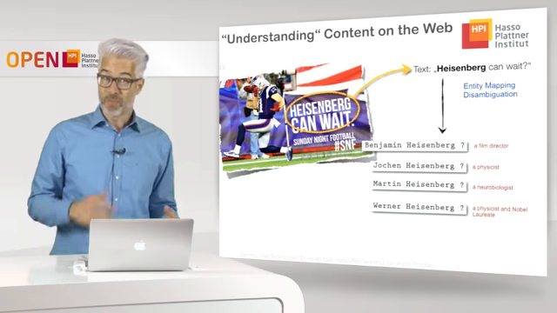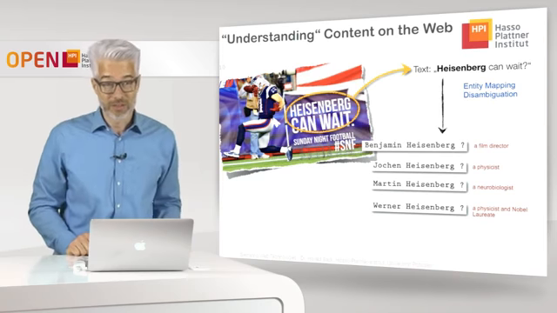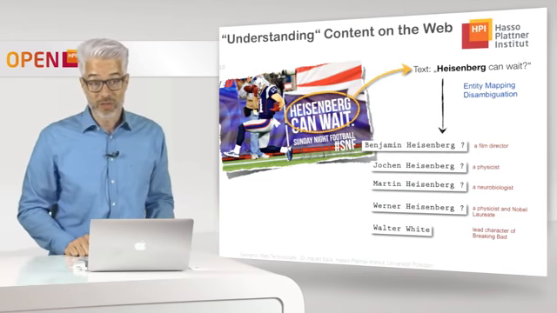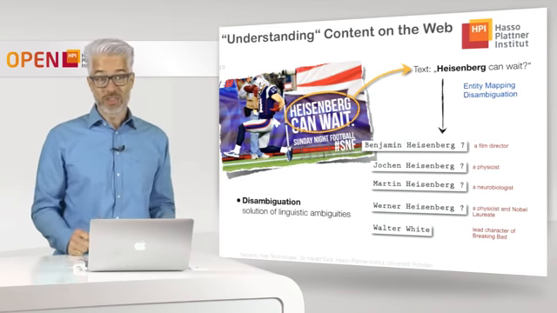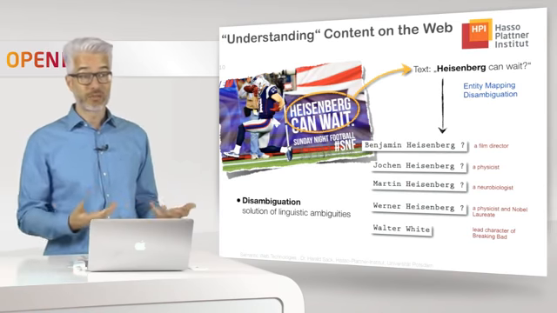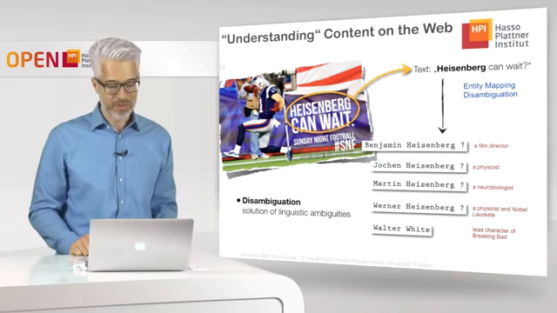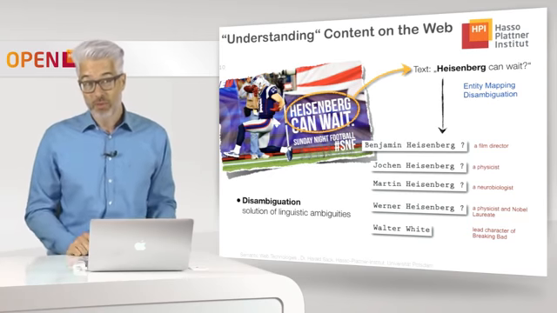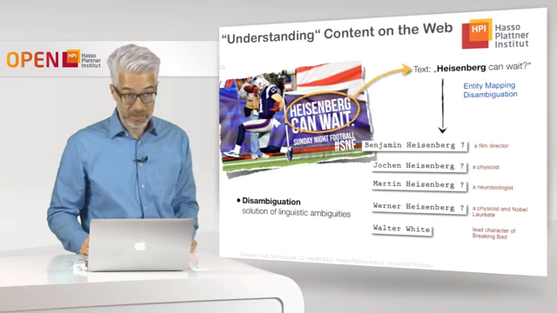But as you might already know, because it was several months ago, Heisenberg was also a fictional character in a TV show. Maybe this Heisenberg is nobody else than Walter White, the fictional character in the TV show called Breaking Bad. So to distinguish and to decide what is really the unambiguous meaning of a natural language text, this process is called disambiguation. And disambiguation is the solution of linguistic ambiguities. Okay, so now let's consider this process solved. We know now that with this Heisenberg, Walter White, the fictional character, is meant.